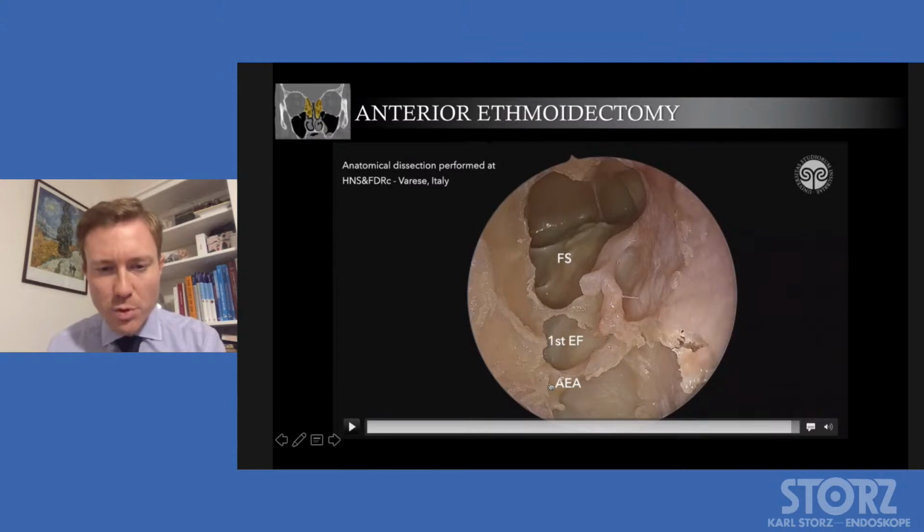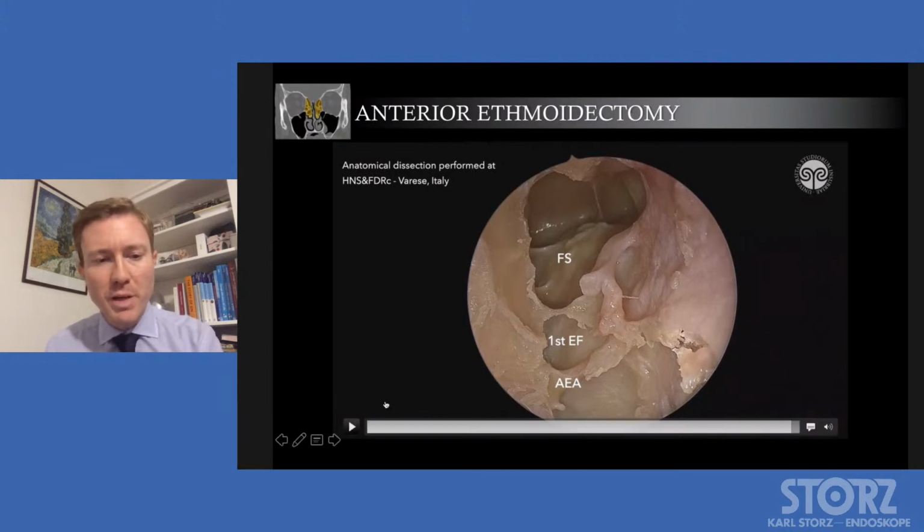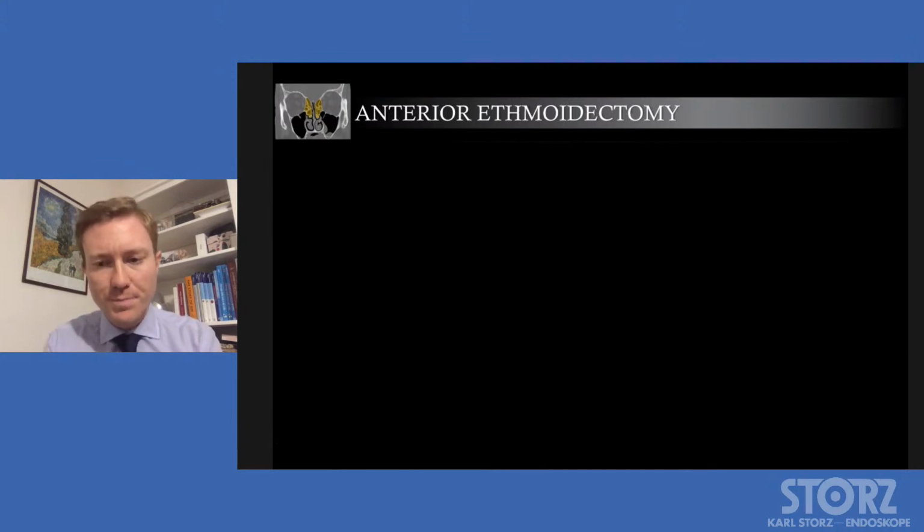So it's quite important to identify the anterior ethmoidal artery, not only because it's mandatory to avoid damaging the artery in order to avoid bleeding and orbital hematoma, but also because the anterior ethmoidal artery running at the level of the roof of the ethmoid is a very important anatomical landmark to guide us to the frontal sinus.